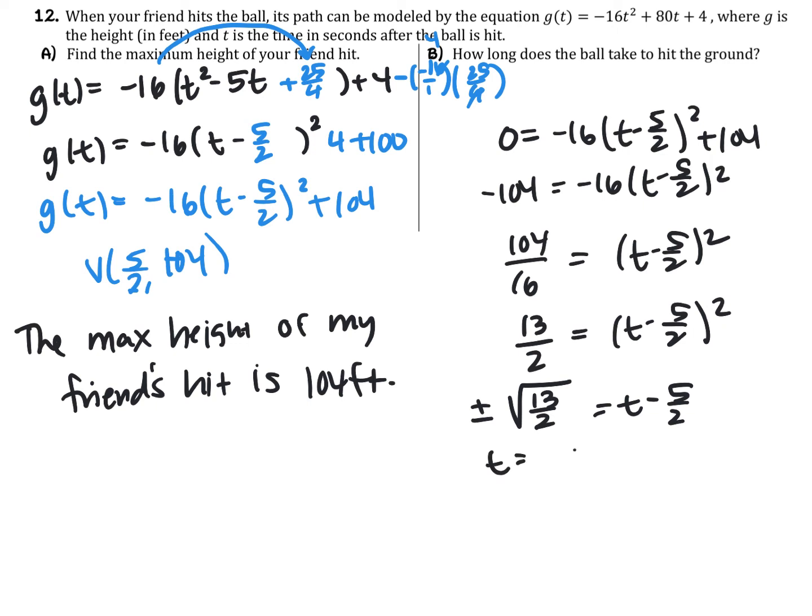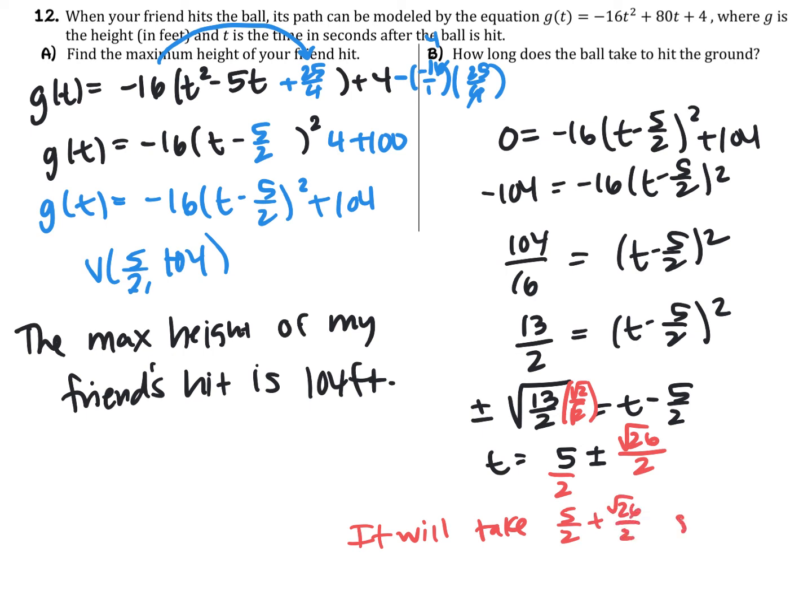So t is going to be 5 over 2 plus or minus. I'm going to go ahead and rationalize this denominator. So I'm going to multiply by the square root of 2 over the square root of 2. So this is going to become the square root of 26 over 2. And again, the only answer that makes any sense for us to talk about here is the positive answer. So it will take 5 over 2 plus root 26 over 2 seconds to hit the ground. And you could combine that to be one fraction. You could say 5 plus the square root of 26 over 2. That's another way that you could write that.